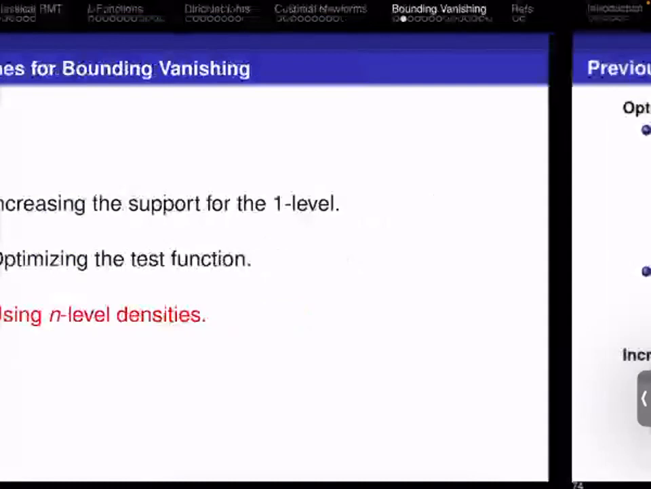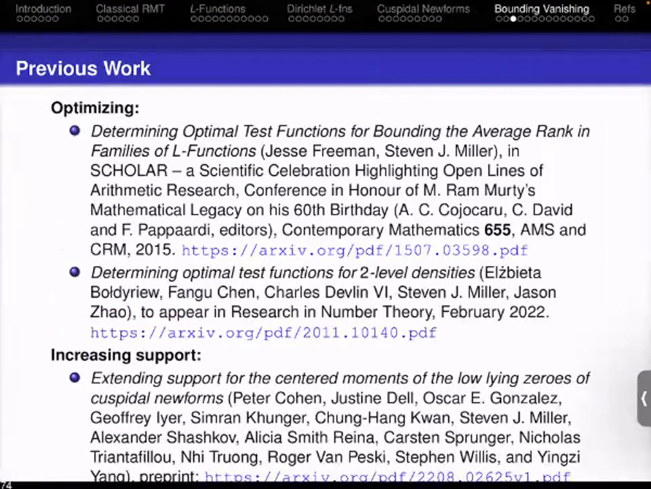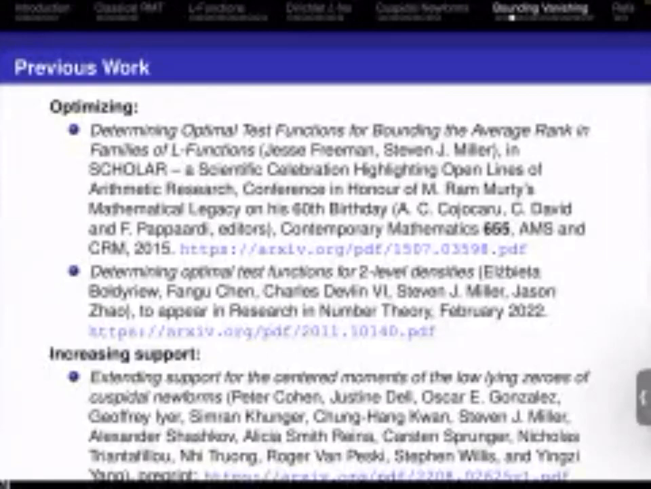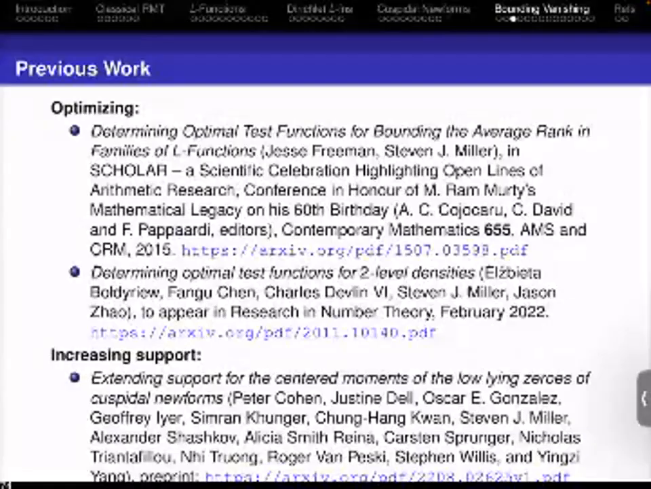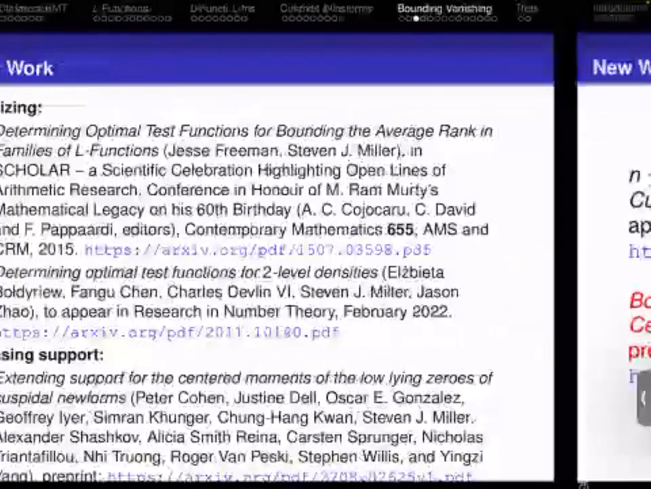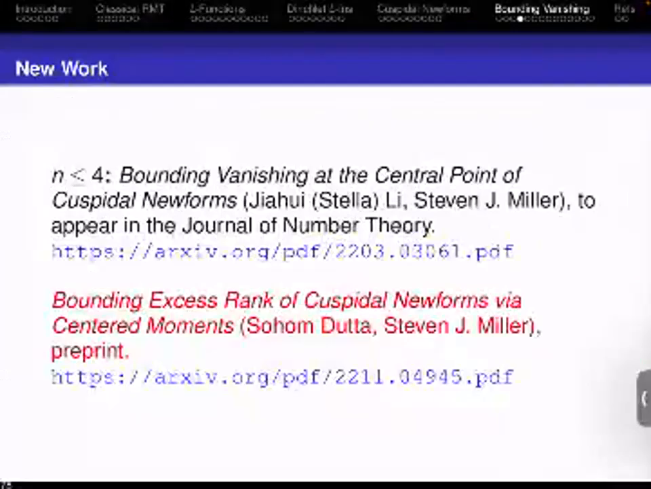There are a bunch of papers we have over the years about trying to do better jobs optimizing and determining the optimal function, and trying to increase the support. A lot of this is very technical in terms of increasing the support, but we have gotten the support for cuspidal newforms up to 2 without introducing stronger conjectures. Talk to using the four level density.